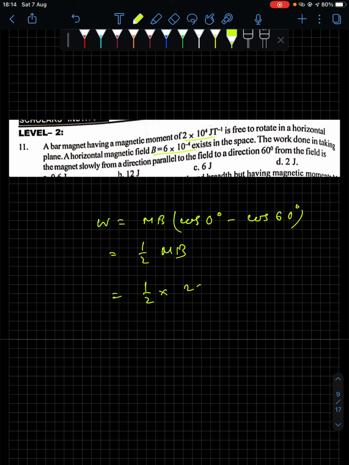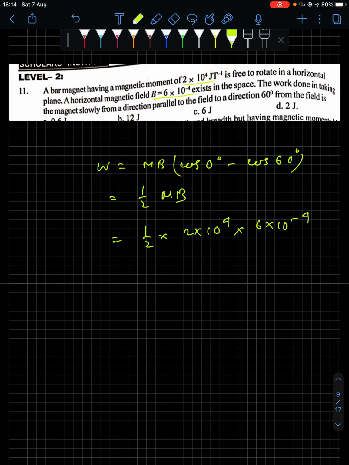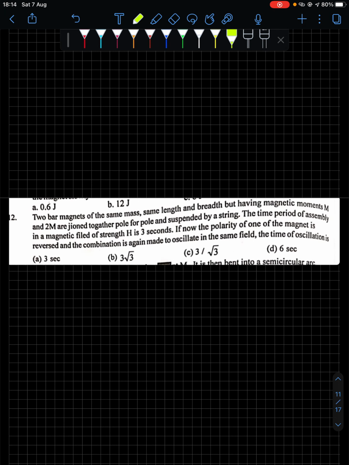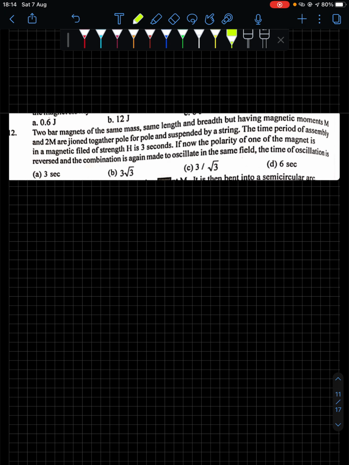Now you see the value of M and B are directly given. This is a very simple question. M is 2 into 10 to the power 4 and value of B is given as 6 into 10 to the power minus 4. Therefore, the answer comes out to be 6. Okay. So option number C is the answer. Question number 12.